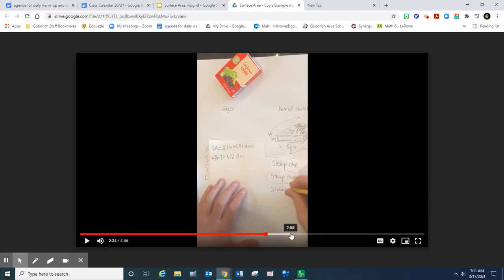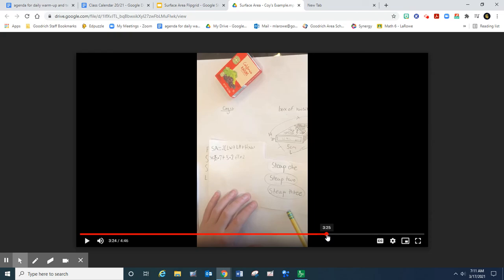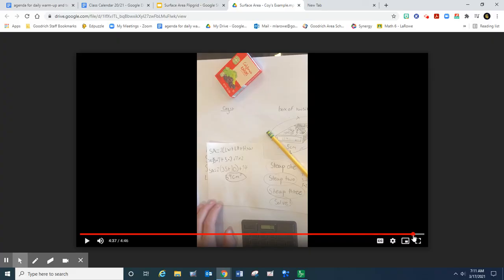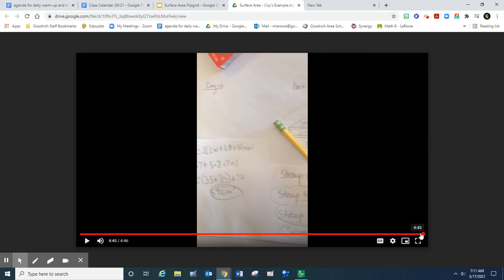Now that all my variables are replaced, I'm ready for step 3, which is to solve. Multiply 5 times 7, 5 times 2, and 7 times 2. Those values get added together. Here comes the calculator. Total is 59, and then we have to double the value. Label it centimeters squared, and then you found your surface area.